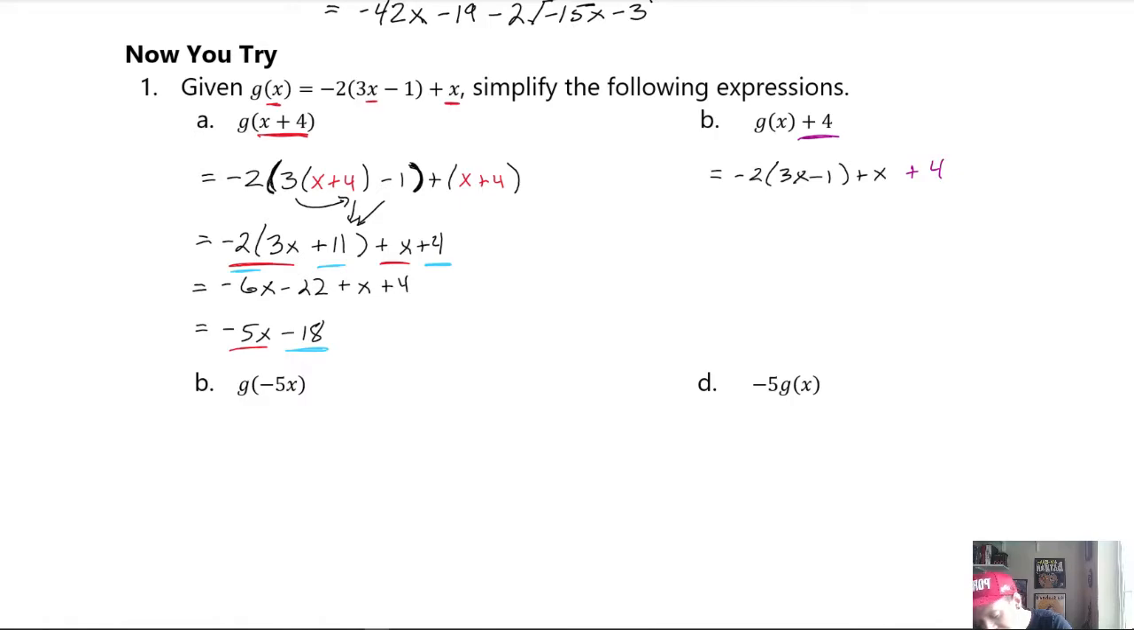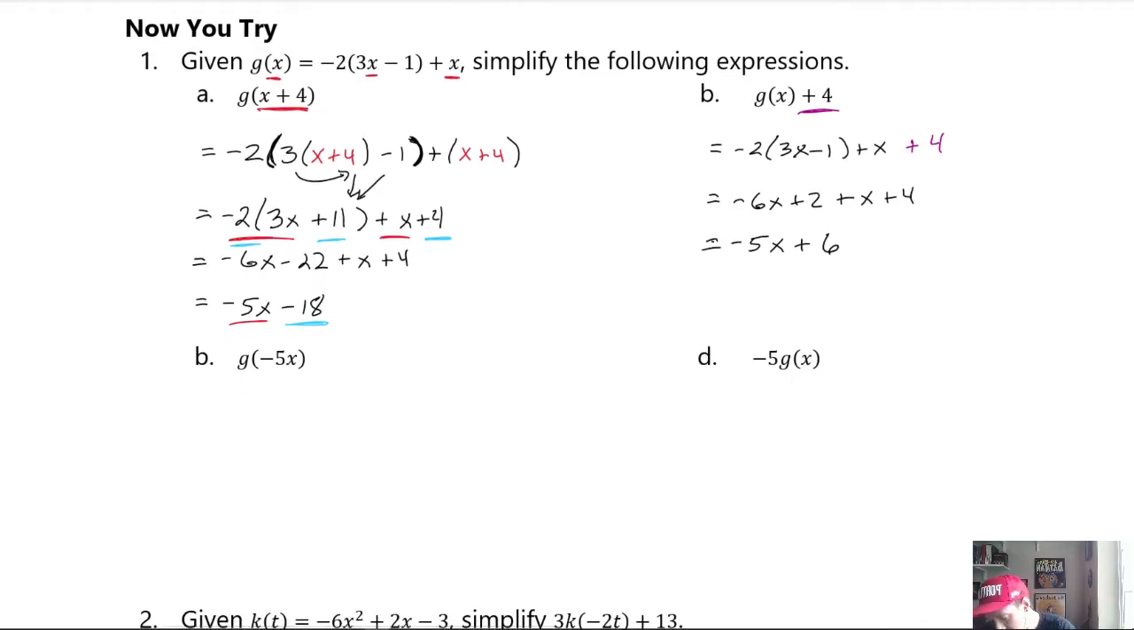So I'm just going to tack on a plus 4 after the fact because the plus 4 is outside of those parentheses. And then all we need to do to simplify this is to distribute the negative 2. We get negative 6x plus 2 plus x plus 4, and then combine our like terms to get negative 5x plus 6. That's it for that one there.